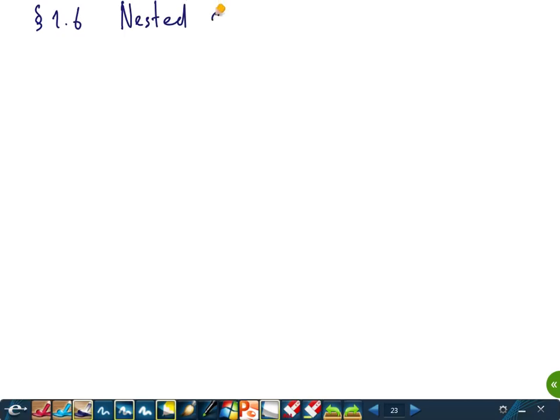Nested quantifiers. So quantifiers are things like this: for all x, there exists x, something like that. You can mix this with other quantifiers together with different variables. They are called nested quantifiers.